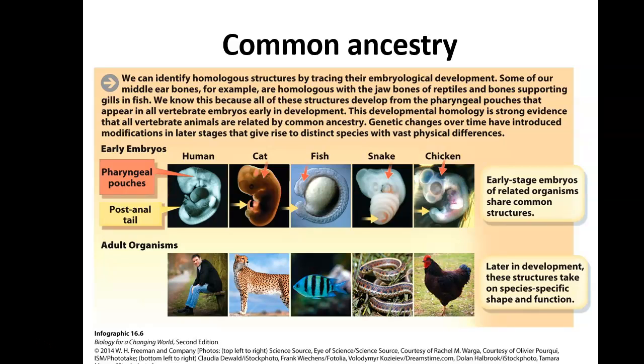All right, embryology is also going to support Darwin's theory of descent with modification. So if you look at the early embryos, they look fairly similar. They're going to have some of the same structures. However, the adult organism is going to be very different. So this is another piece of information that really points towards descent from a common ancestor.